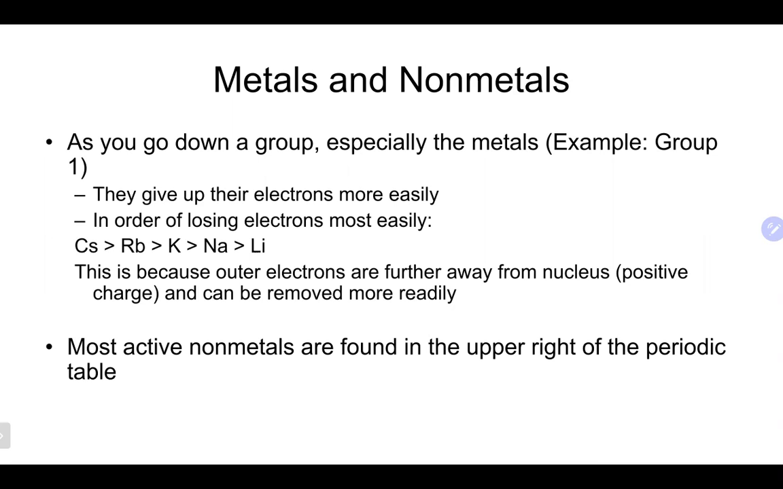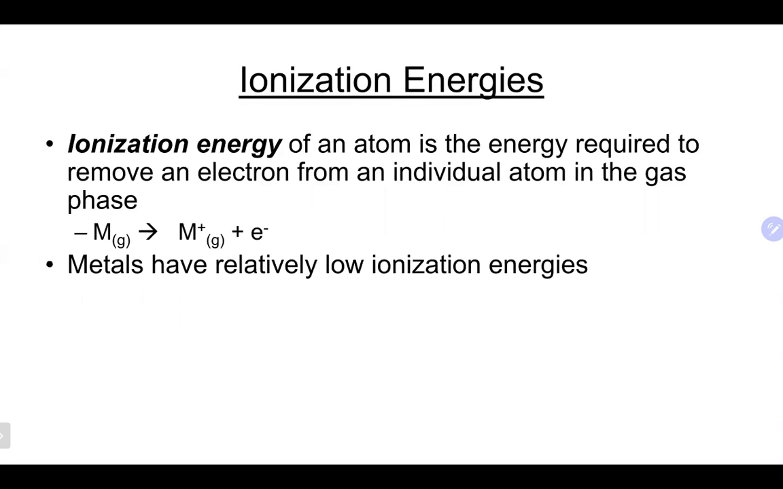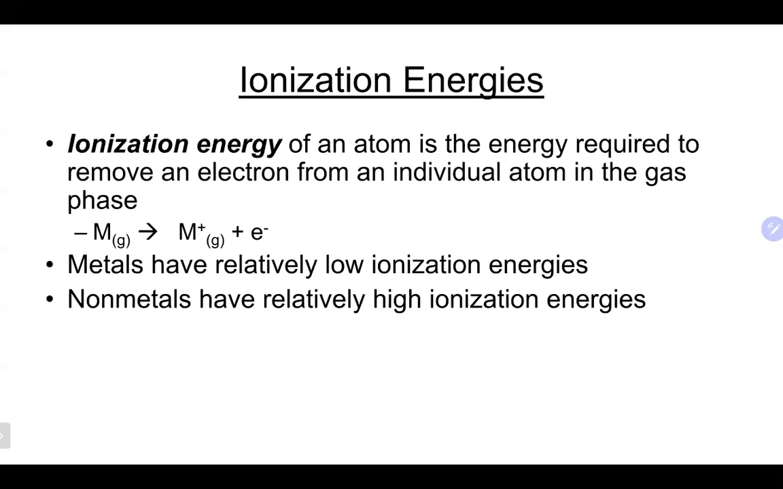The reason for that is what are sometimes referred to as periodic trends. We're going to talk about some different periodic trends to finish it out, and why we see metals giving away electrons and non-metals accepting electrons. The first one is ionization energy. Ionization energy is the energy that's required to remove an electron from an atom in the gas phase.